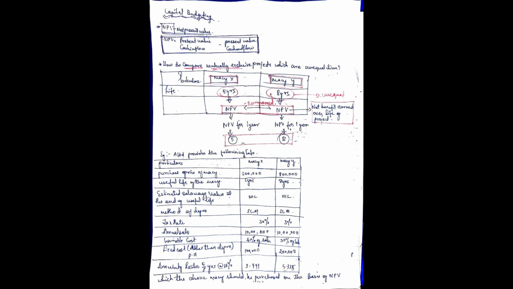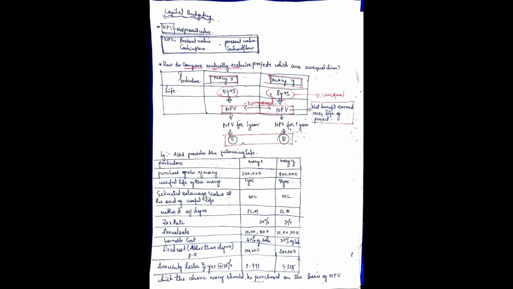Useful life of machinery X is 5 years, Y is 8 years. Estimated salvage of both X and Y is nil. Method of depreciation is straight line method for both X and Y. The tax rate of machinery X is 30%, the tax rate of machinery Y is 30%. The annual sales of machinery X is 10 lakh, annual sales of machinery Y is 10 lakh.